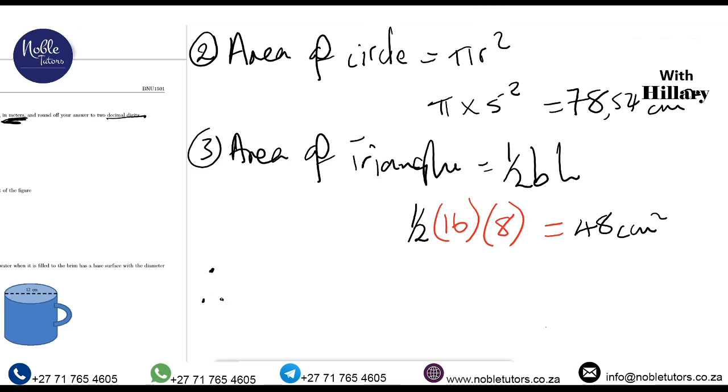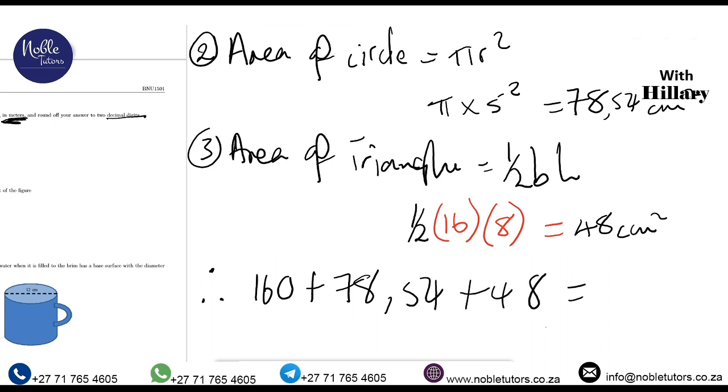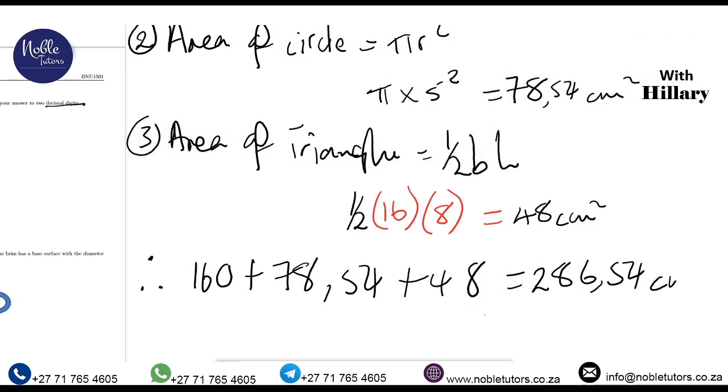Therefore, the area of the shaded part is going to be the combination of 160 plus 78.54 plus 48, which will give us 286.54 square centimeters.